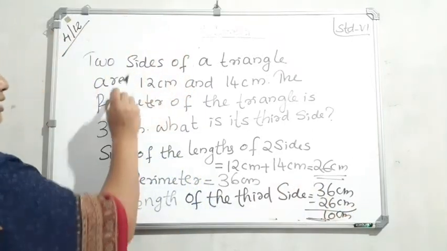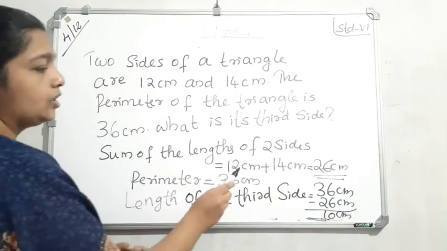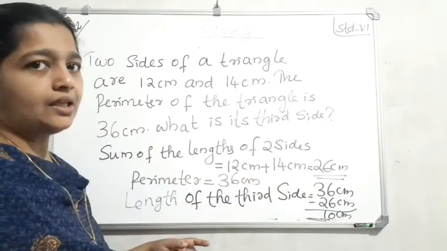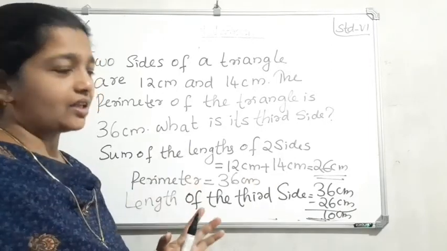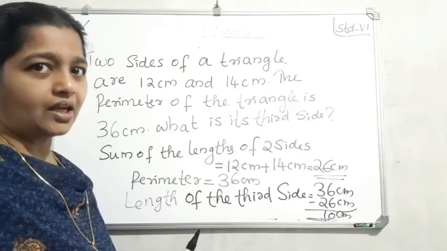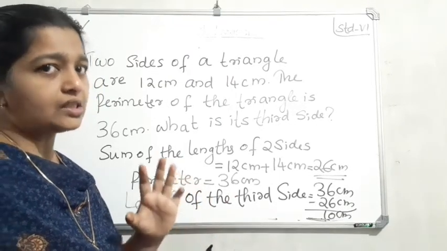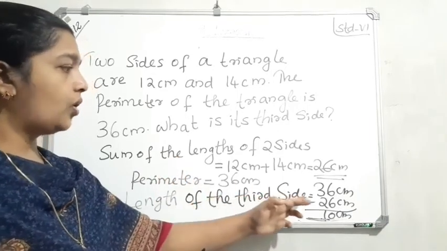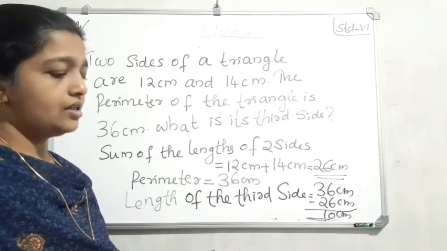Once more, the sum of the lengths of 2 sides, that is 12 centimeter plus 14 centimeter, equals 26 centimeter. The total perimeter equals 36 centimeter. The perimeter of the given triangle is the sum of the lengths of 3 sides. So the total minus the sum of the lengths of 2 sides equals 10 centimeter.